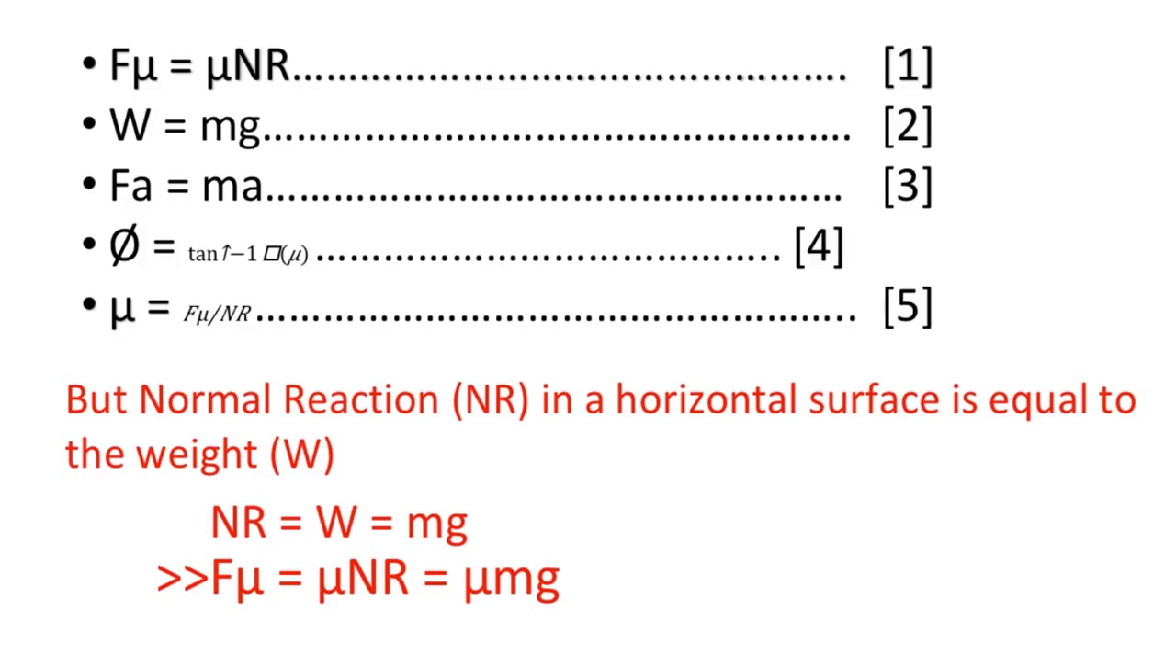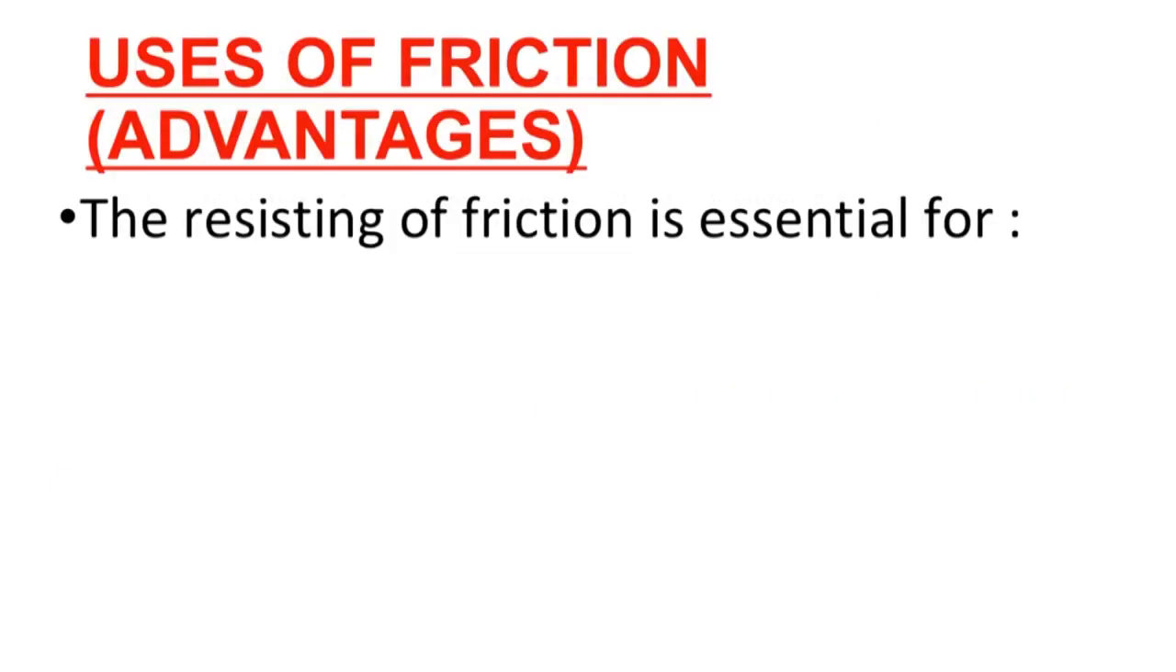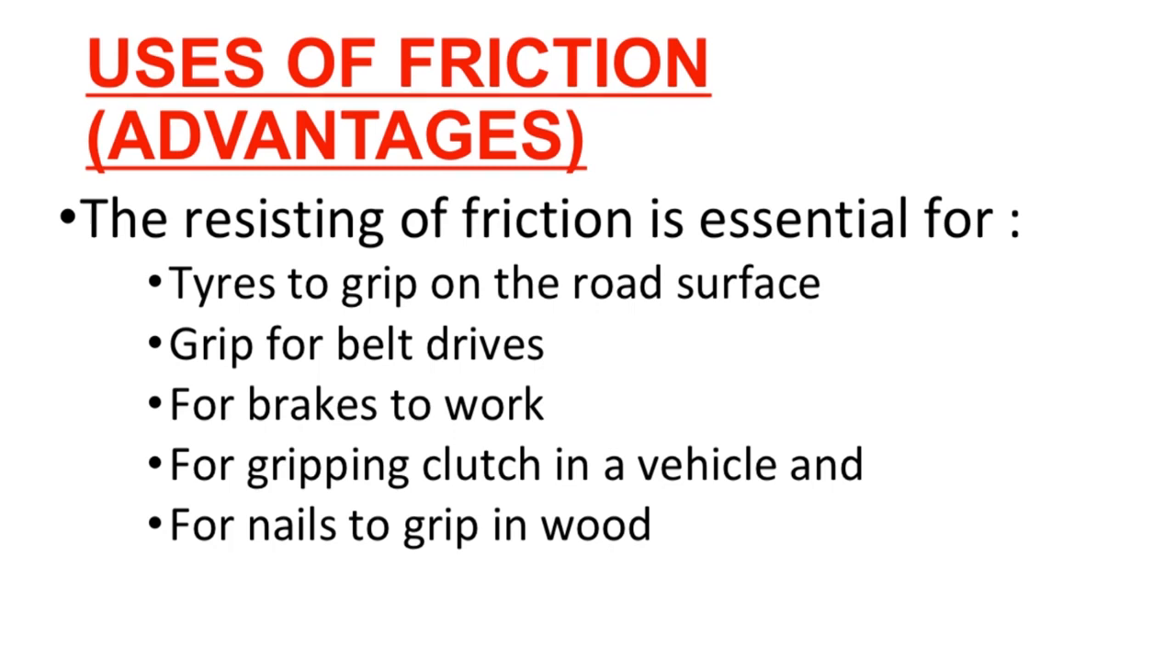We have theta, which is the angle of repose, or the angle of friction. The angle of friction is calculated by tan inverse of mu, or rather tan inverse of the coefficient of friction. And then the coefficient of friction itself is calculated by the frictional force divided by the normal reaction. Now, we've already explained that the normal reaction is equal to the weight, which means that the frictional force will be equal to the coefficient of friction multiplied by mass multiplied by the gravitational acceleration.